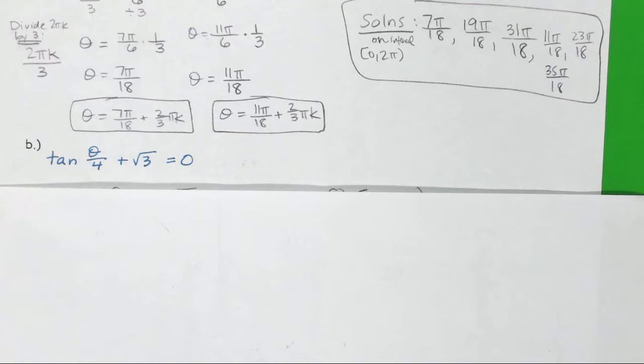Okay, so the first thing you want to do is get the tangent function by itself. If you're getting the tangent function by itself, it should just be negative root 3. So the first thing that you should have done is subtracted over root 3.